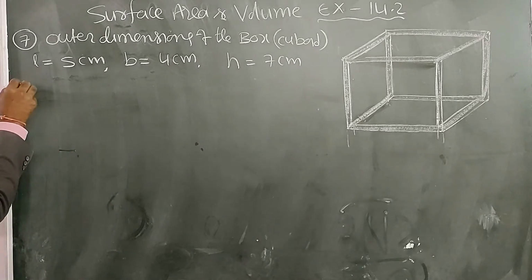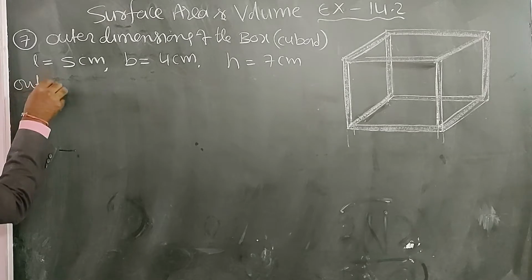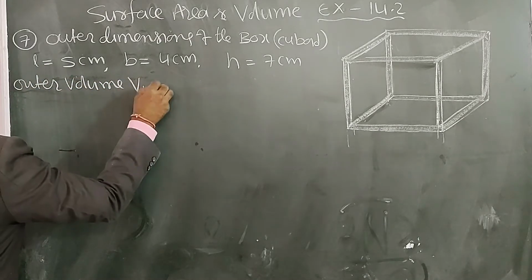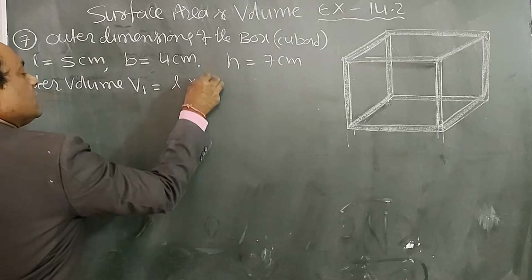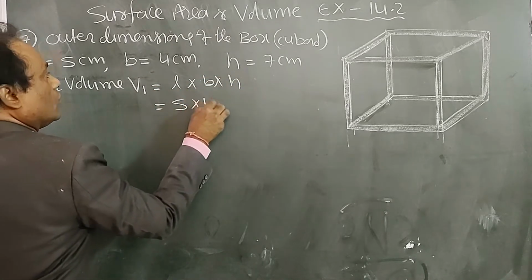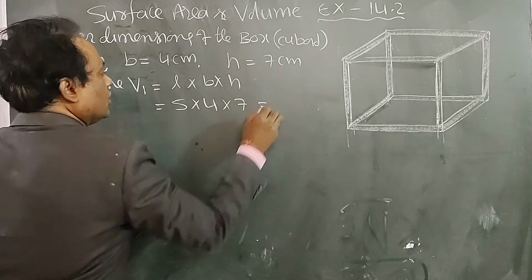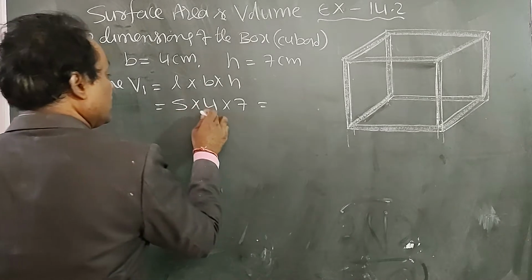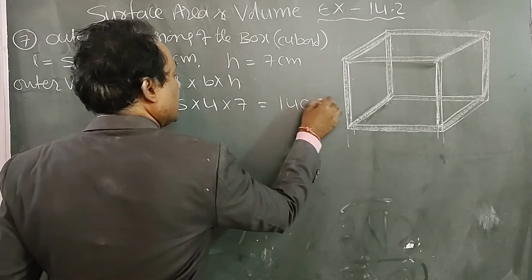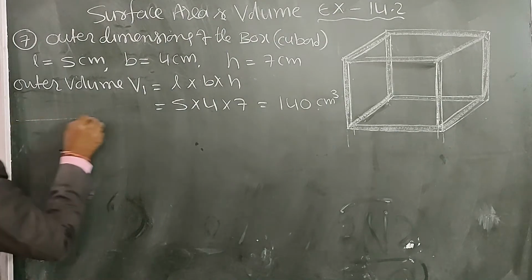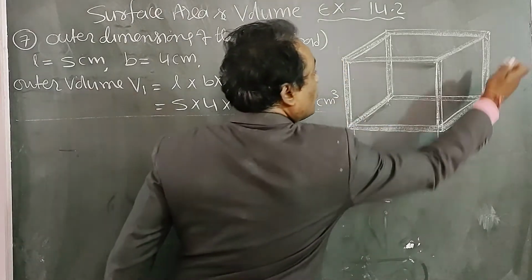I am finding its volume, the outer volume. Volume of this box is length into breadth into height. Length is 5 into 4 into 7, 5 into 4 into 7. 5 fours are 20, 20 sevens are 140 centimeter cube. Done, students. This is the outer volume.